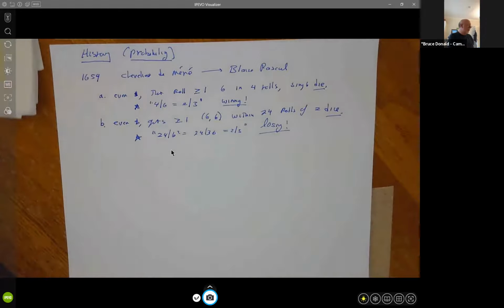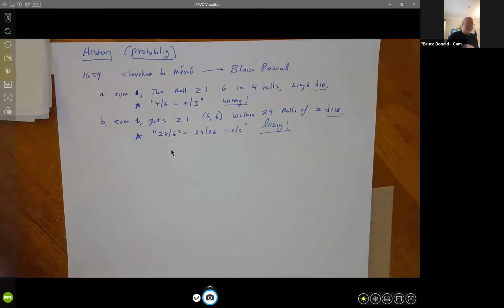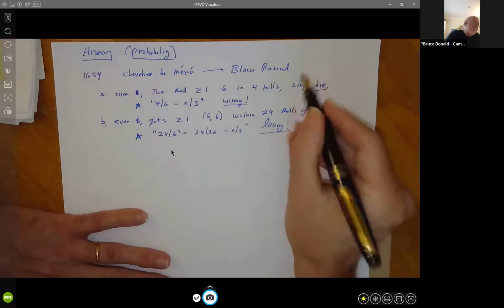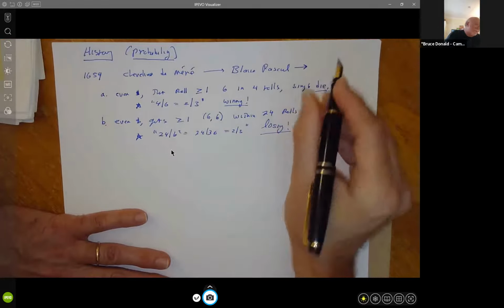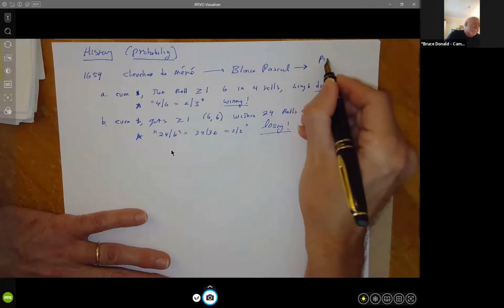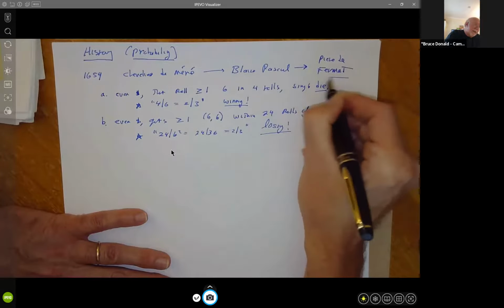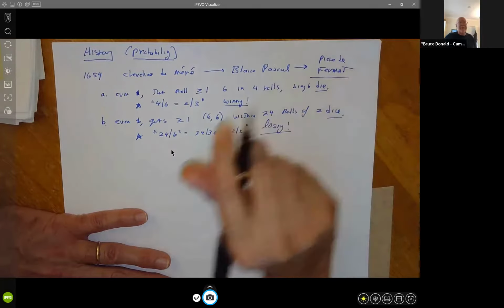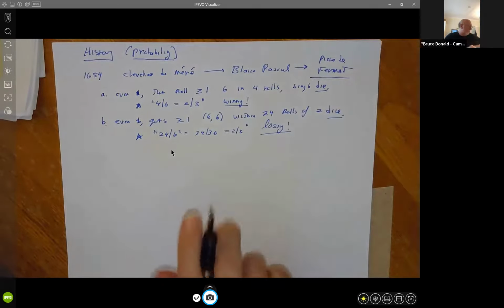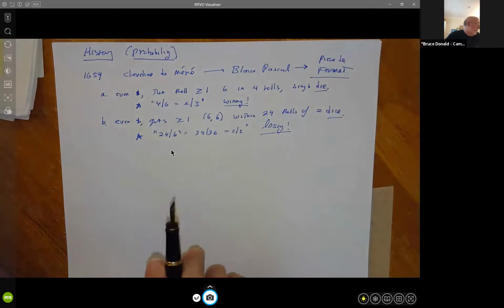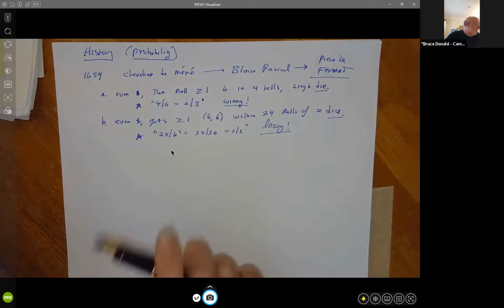Now, this was an interesting question to Pascal. So he ended up talking to another now famous mathematician called Pierre de Fermat. And I wouldn't say that Pascal couldn't have figured it out, but he certainly brought Fermat into the loop. And between the two of them, Pascal and Fermat figured out what was going on.